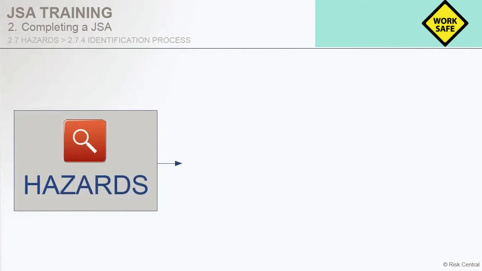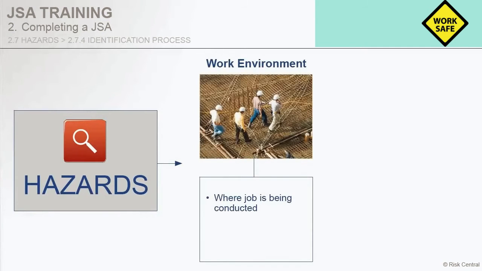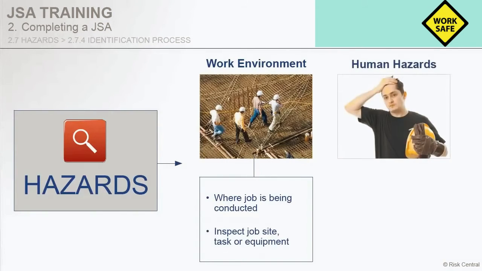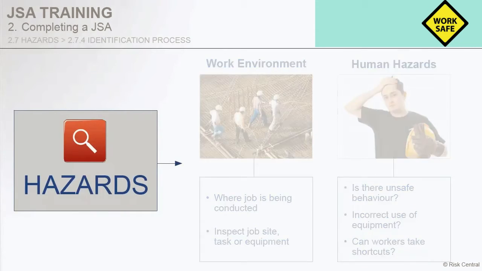The hazard identification process must consider the actual work environment where the job is to be conducted. This normally requires an inspection of the job site, task, or equipment. Human hazards, potentially unsafe acts, behaviours, and oversights by personnel. Can equipment be used incorrectly? Can workers take shortcuts? Can workers deviate from the correct job procedure, and so on?